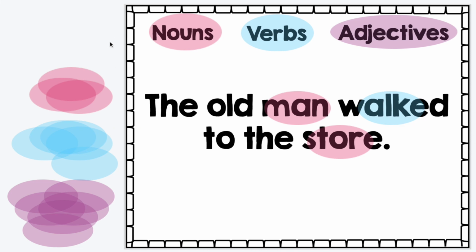And then the last type of word that is in this sentence is an adjective. Adjectives won't be in every single sentence, but there is one in this sentence, something describing the man, and it is old. Old is the adjective here.